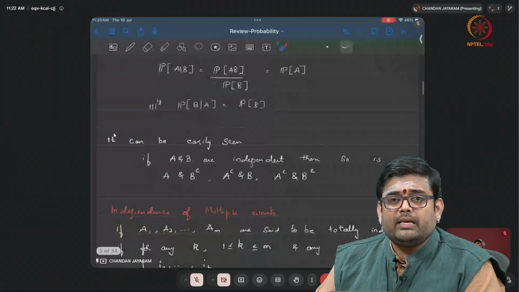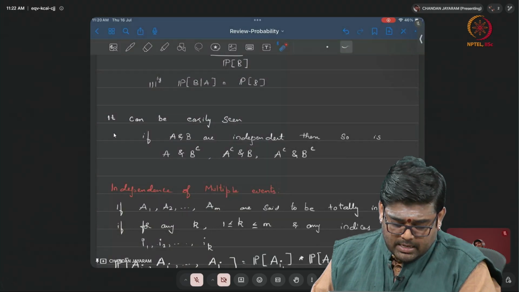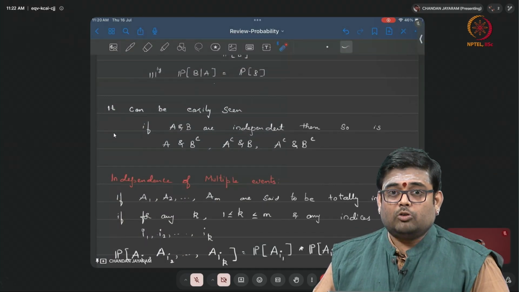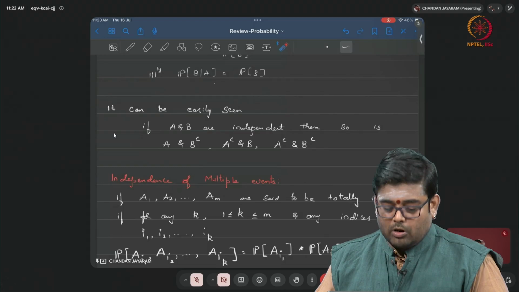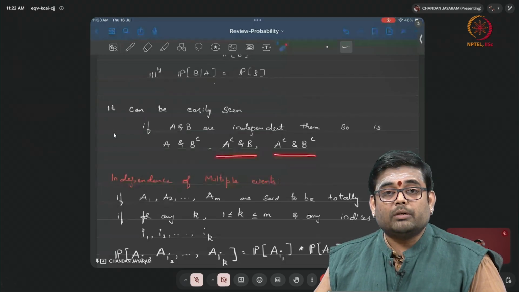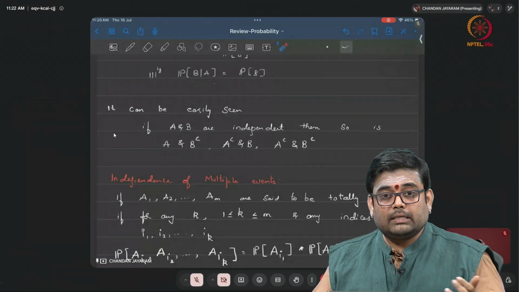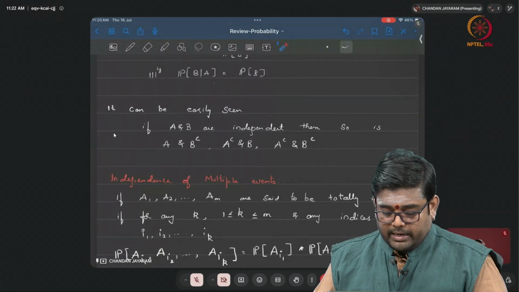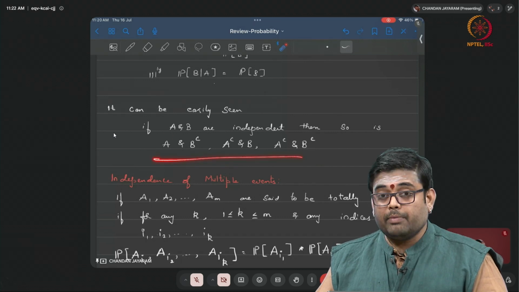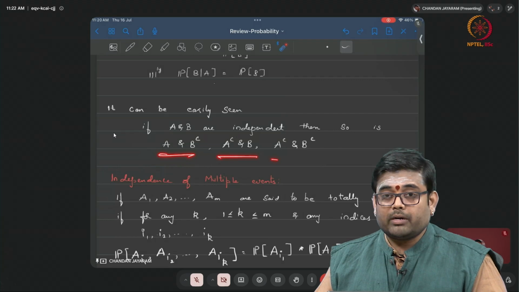You can take it as a simple exercise that if A and B are independent, then so are A and B complement, A complement and B, and A complement and B complement. All these will also be independent. Try to prove that if A and B are independent, so are A and B complement, A complement and B, and A complement and B complement.